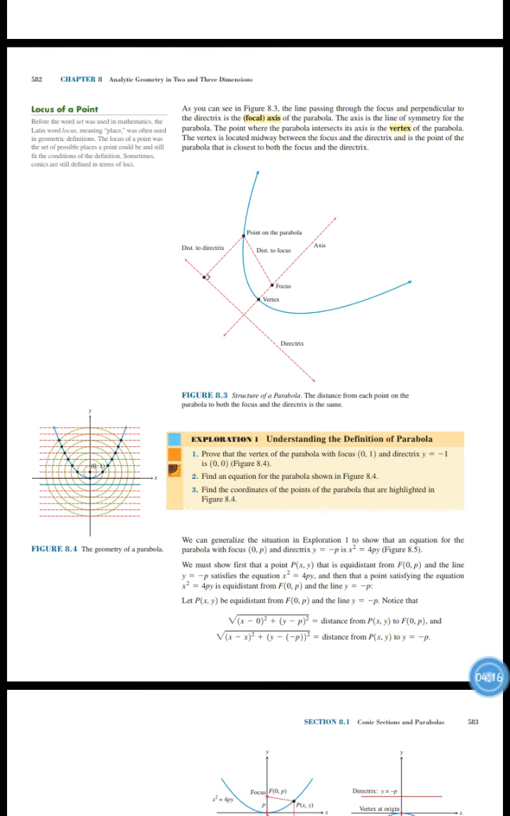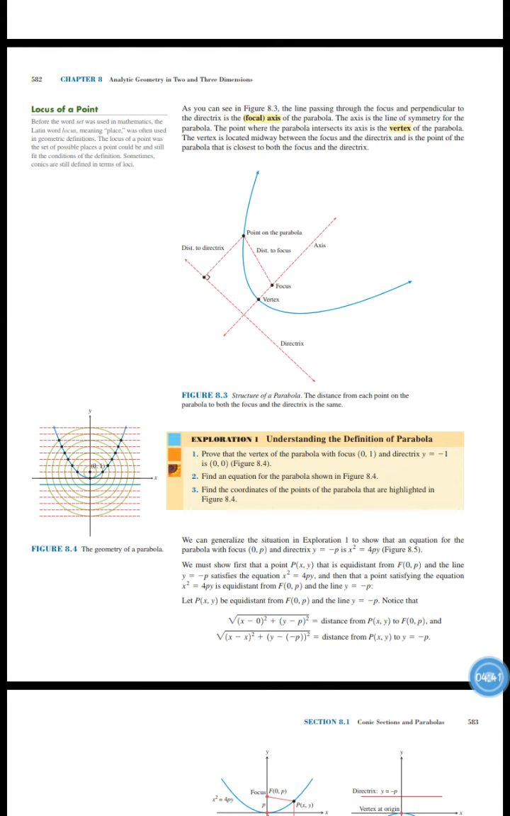As you see in figure 8.3, the line passing through the focus and perpendicular to the directrix is the focal axis of the parabola. The axis is the line of symmetry for the parabola. The point where the parabola intersects its axis is the vertex of the parabola.